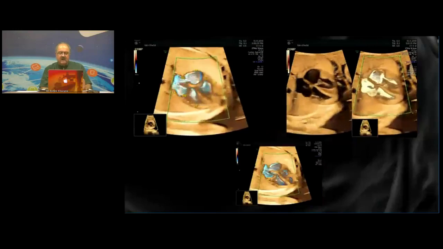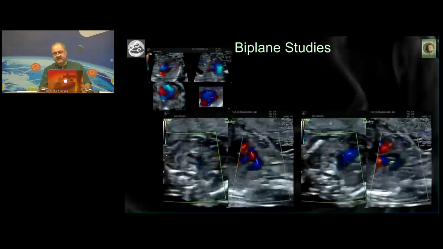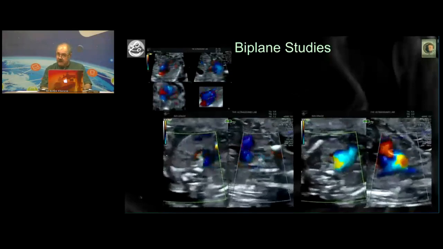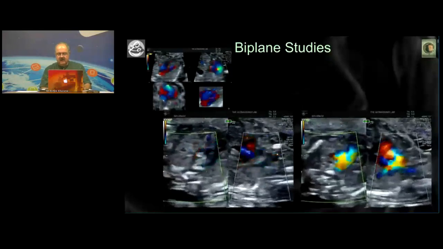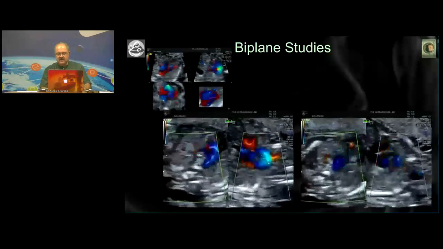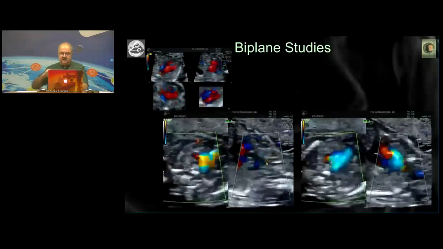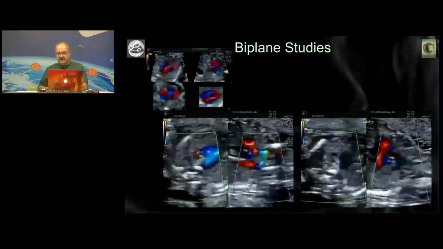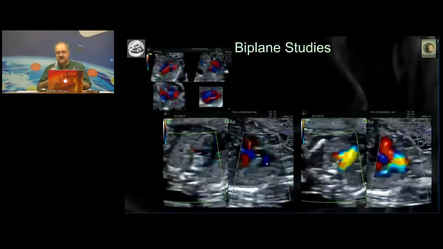Remember that there has been one other greater advance in flow, and that advance is what we refer to as biplane studies, which means that at the same time, in real time, I have my three-vessel view in one view, and I'm getting my entire arch in the opposite view. In this situation, I am making sure whether the vessel I'm getting at that moment is the aorta or the pulmonary artery, and what does it look like? And if there was an abnormality, what does it look like?